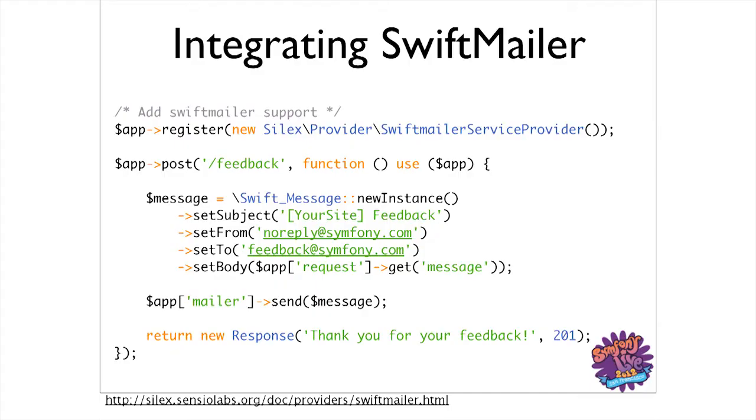So another common feature is email. Again, like the rest of these, email is straightforward. You simply register the Swift Mailer service provider, and then you can use Swift Mailer natively. So in this case, we're making a post. When I get the data to posts/feedback, I want to create a new email message and send. So in this case, I just create a Swift message with a new instance with the subject, from, to, body, and then I can reply with the mailer service. So mailer send, and then the email message that I've created with Swift Mailer.